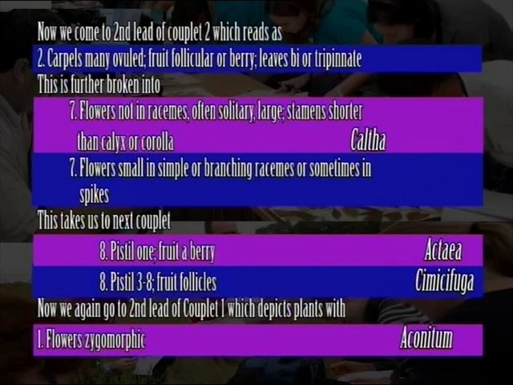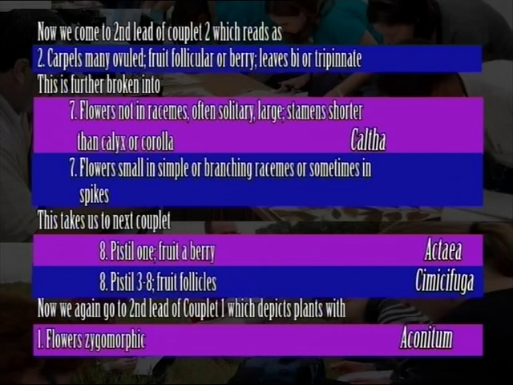Now we come to the second lead of couplet 2 again, which groups plants with carpels many ovuled, fruits follicular or berry, leaves bi- or tripinnate. This is further broken into two leads: flowers not in racemes, often solitary, large, stamens shorter than calyx or corolla, which signifies the characters of Caltha, and the second lead of the seventh couplet is flowers small, in simple or branching racemes or sometimes in spikes.